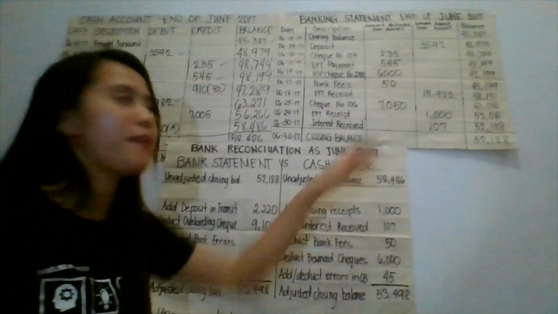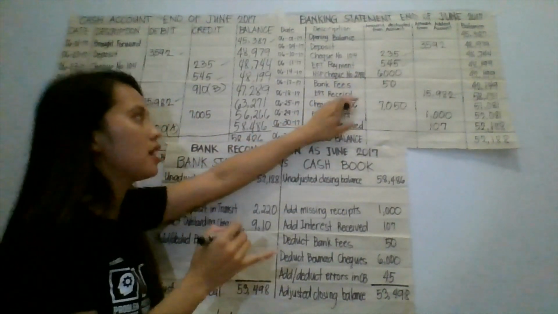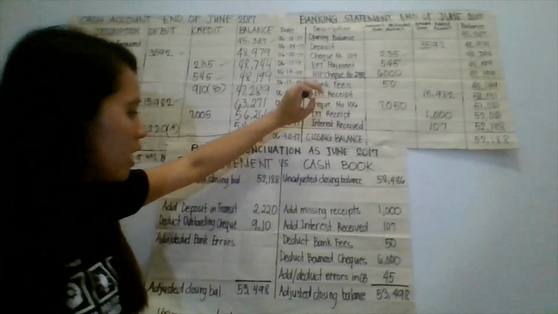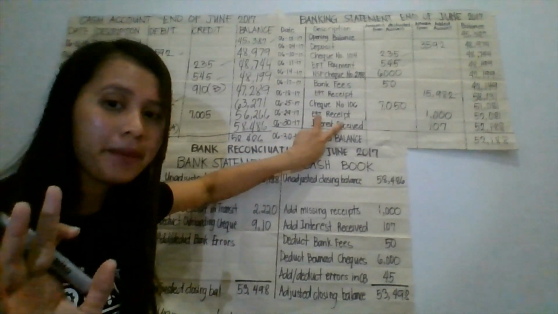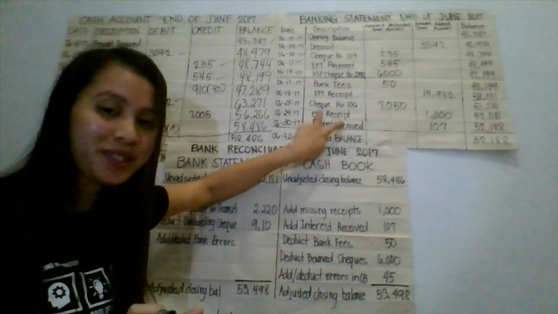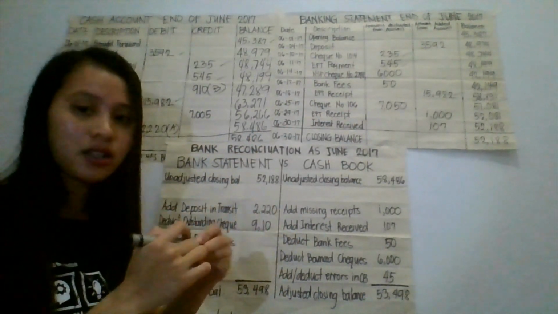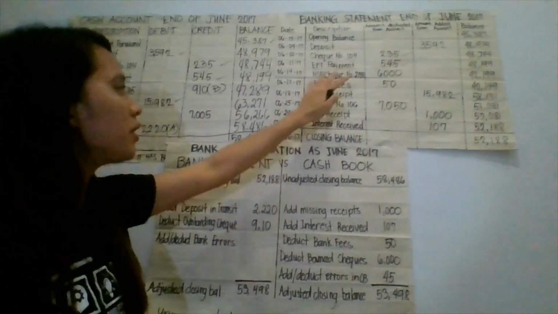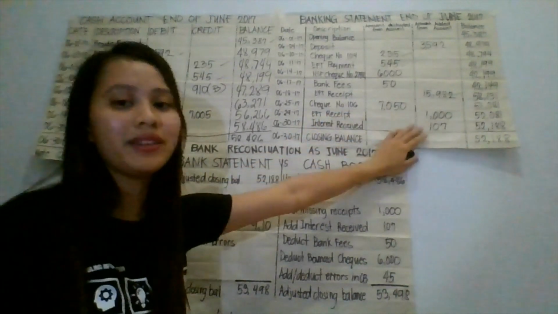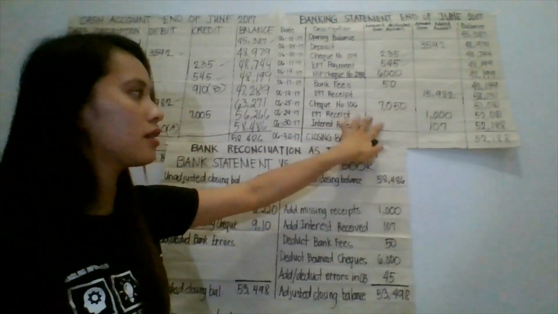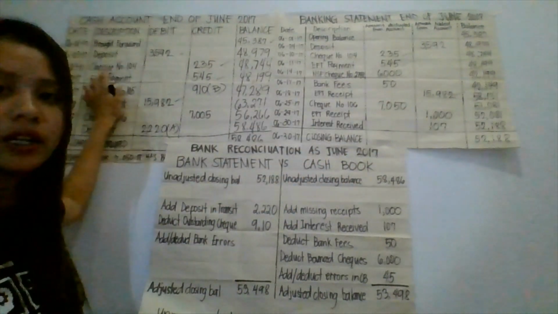Let's go with our bank statement. In our bank statement, we have the transactions, including the NSF check. Let's start with the EFT receipt. Whichever you select first, there's no particular order, okay? Wherever you start, it doesn't matter at all. So let's start with this. We have the EFT receipt of 1,000 pesos. This EFT receipt of 1,000 pesos is recorded in our bank statement but not recorded in our cash book.